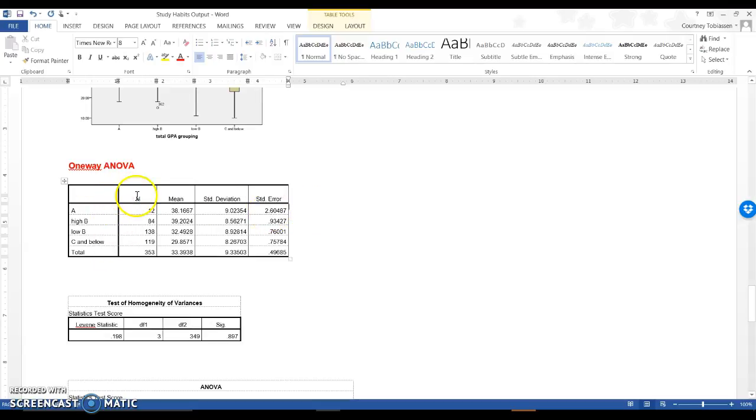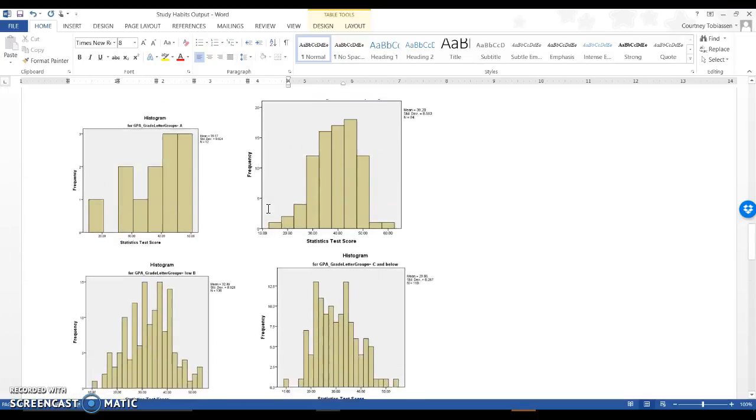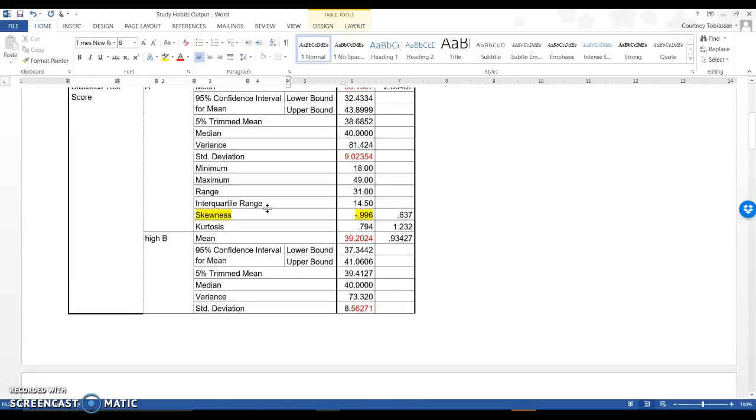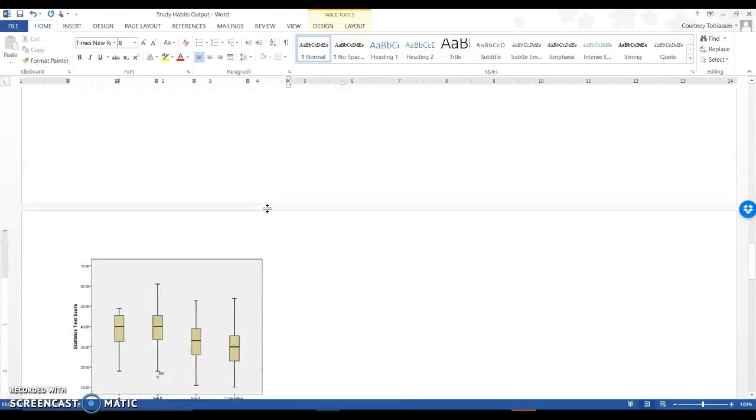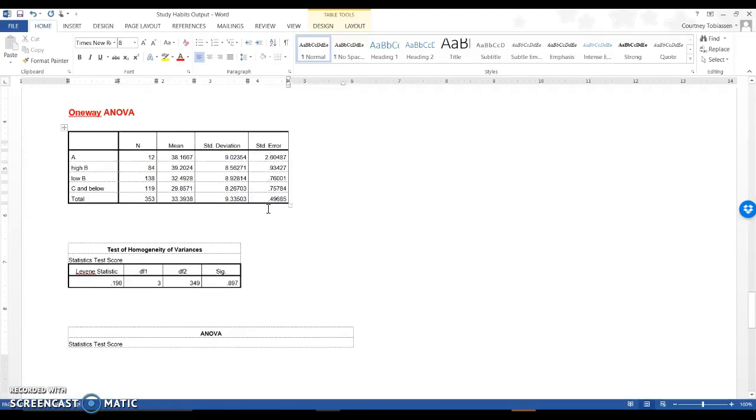Here I have for each group, again, the sample size, the mean, and the standard deviation. So I can get that information up here where I highlighted them in red, or I can get it in a different table right here. And this is the kind of table that you're going to want to be including in your results.